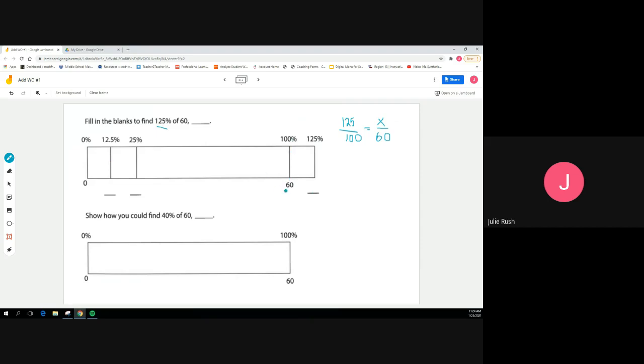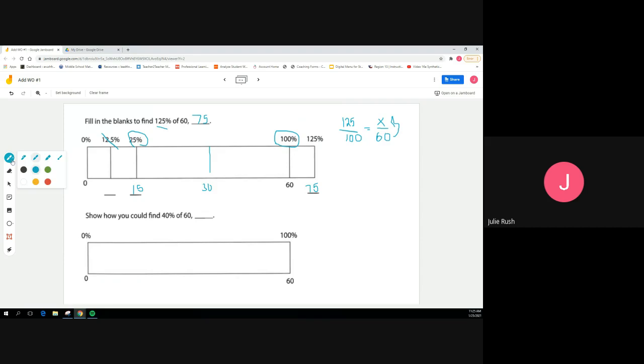So we have 100% is 60. We know that half is 30. And then half of a half, 25%, is 15. I don't really need the 12.5 because I have 25% and I have 100%. So I'm going to add these, and 15 plus 60 gives me 75. And 75 is more than 60, and that makes sense, guys, because 125 is greater than 100. So we would expect this number where x is to be greater than 60.